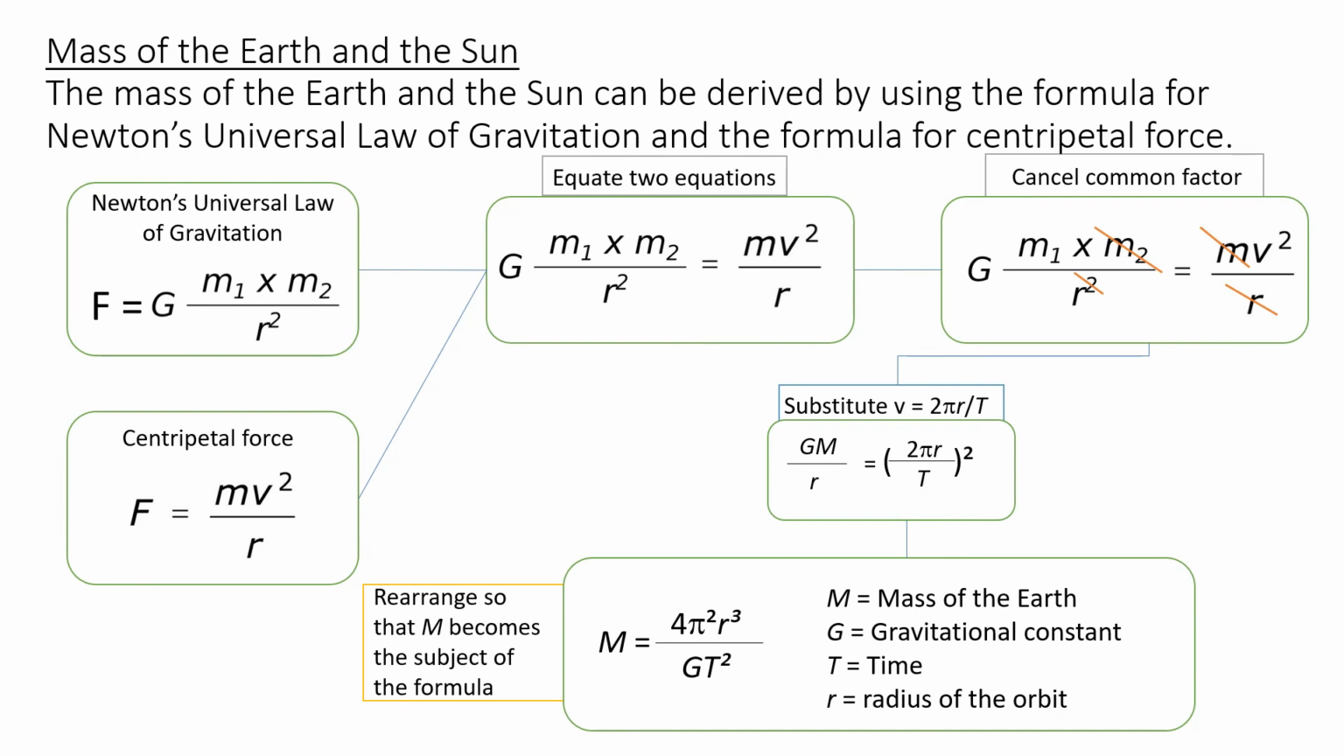The mass of the Earth and the Sun can be derived by using the formula of Newton's Universal Law of Gravitation and the formula for centripetal force. First, equate the two equations. Next, cancel 1 m and 1 r, which are common factors. Then, substitute v by 2 pi r over T, where r is the radius and T is time. Finally, we arrange so that M becomes the subject of the formula. So the formula for the mass of the Earth and the Sun is 4 pi squared r cubed over G T squared.